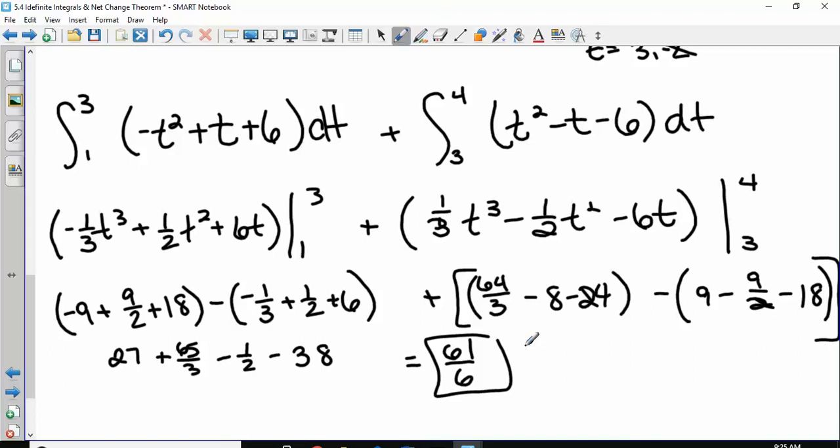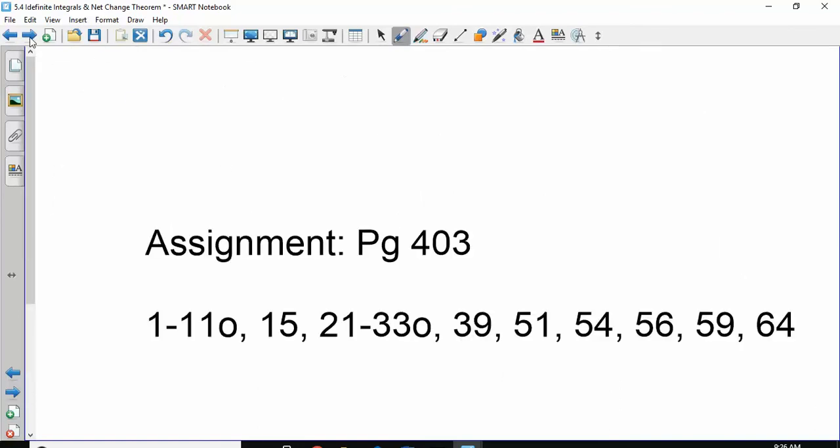I don't think I'm going to do the last example. So your assignment, I'm going to modify slightly. I'm not going to do 1 and 3. So I want you to do 5 through 11 odd.